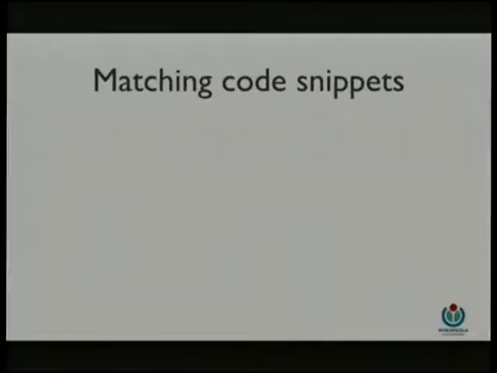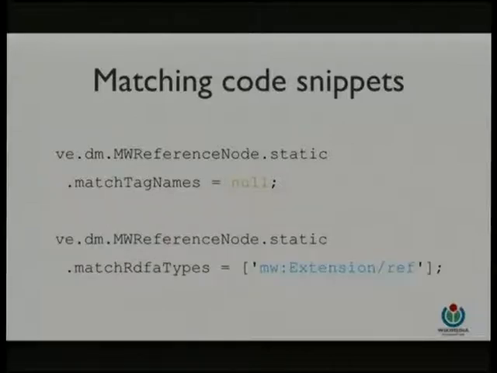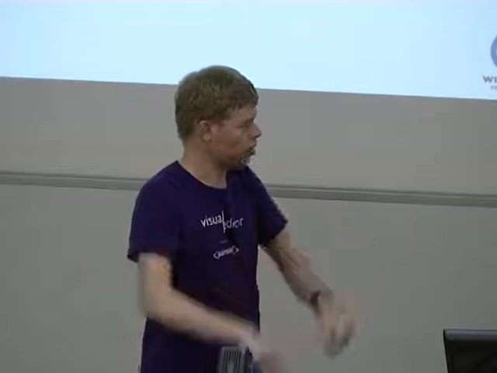So the way that you actually implement matching logic is very easy, actually. There's a nice API for this, which I should really document at some point. So MWReferenceNode in this case is a class that recognizes a reference. And we say we don't care what the tag name is, so match tag names is null, which means any. And we do care about the type. The RDFa types, which is an array, you can specify multiple, that we recognize are mw extension ref. And then you have to implement some more functions that say, when the matcher has found something that matches that, what should happen to it, what should the linear model, the JSON structure, look like, and how do we convert the JSON structure back to HTML, but that's all. This is the basic API for saying I want only this.